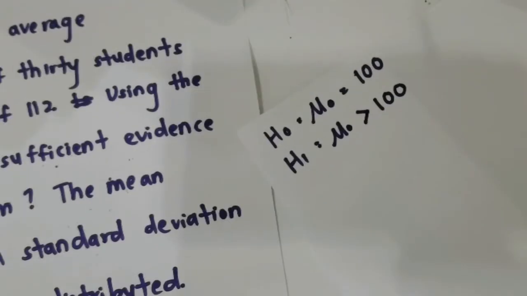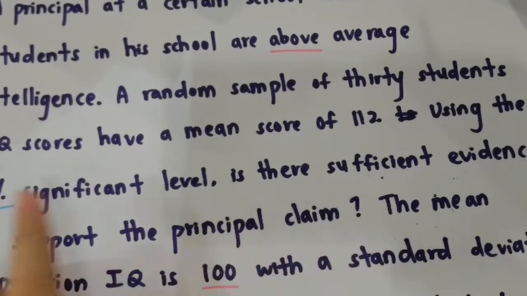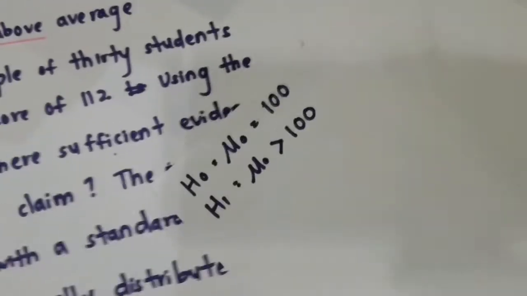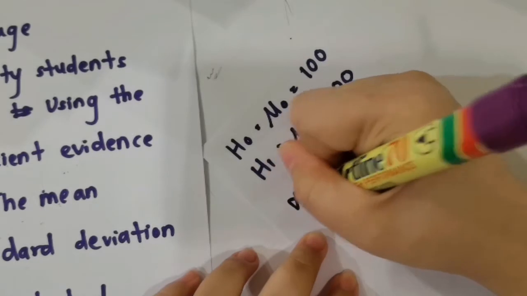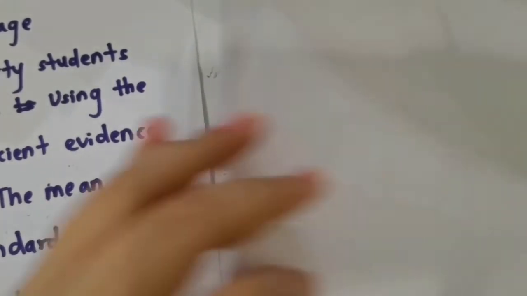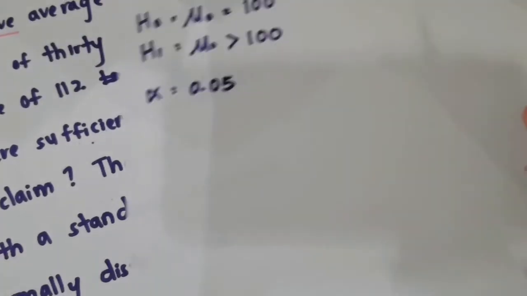Okay, so the second step is we need to find the significant level. From the question, we can see that the significant level is 5%. So our alpha is equal to 0.05.